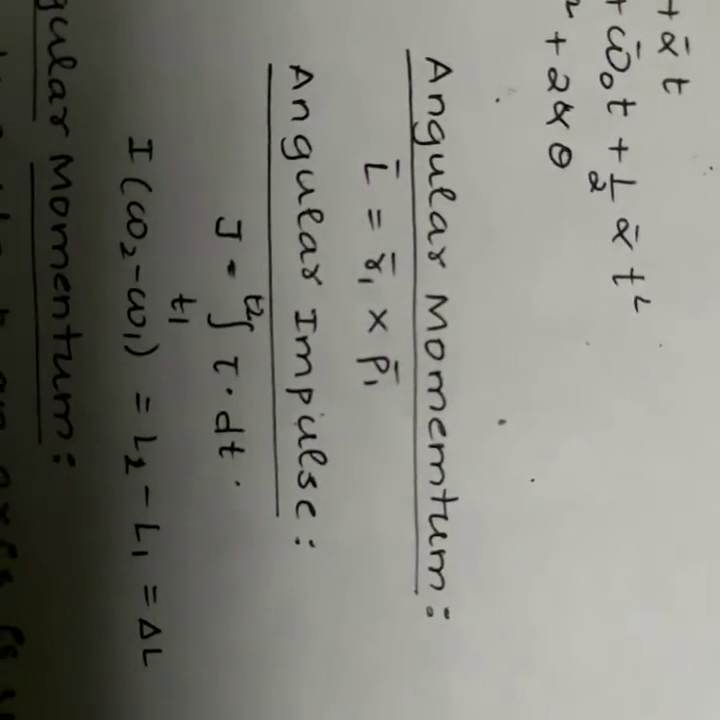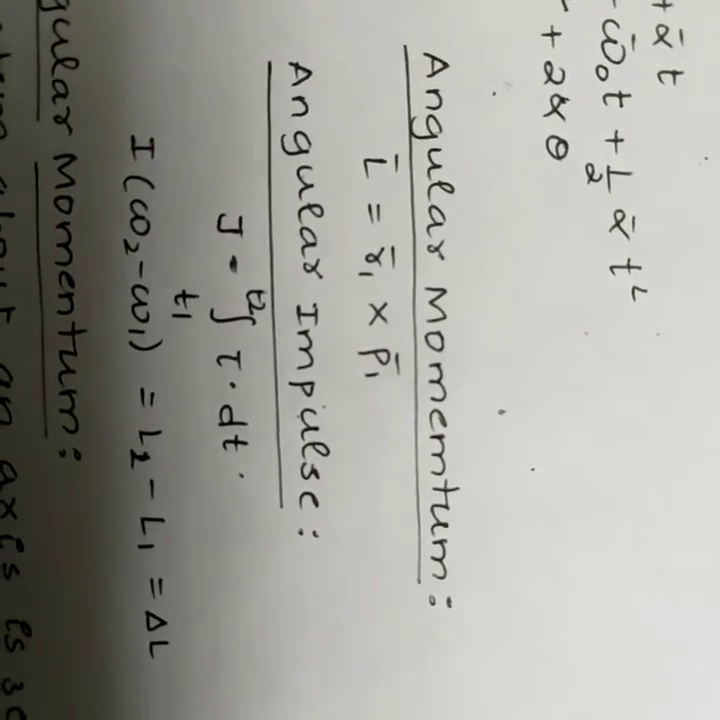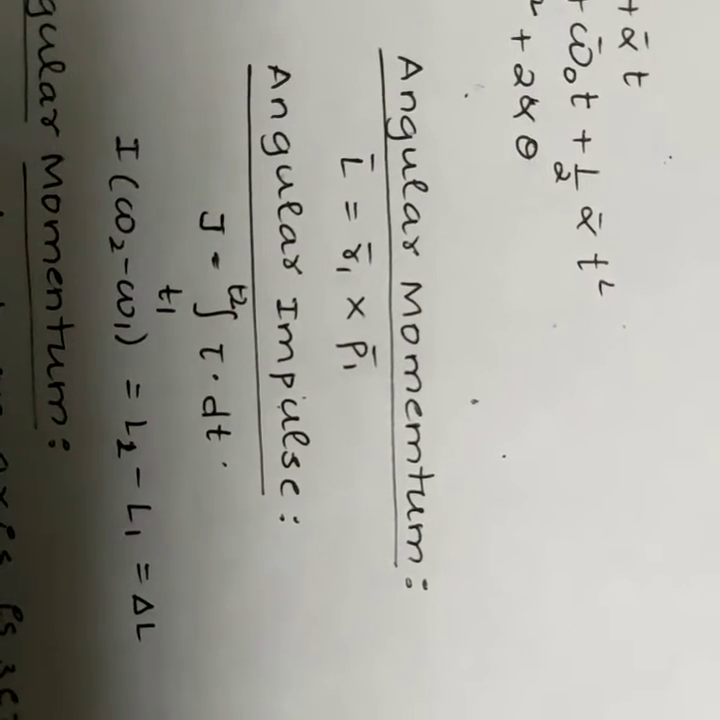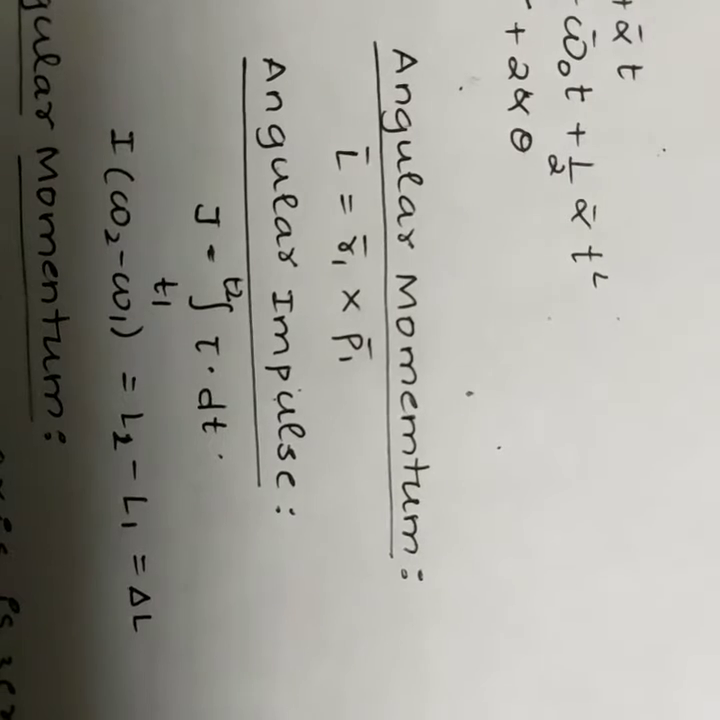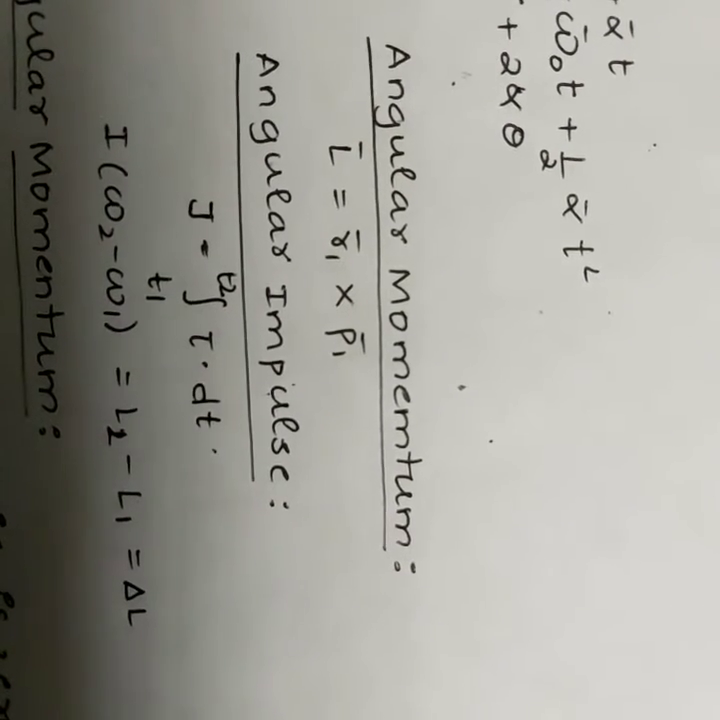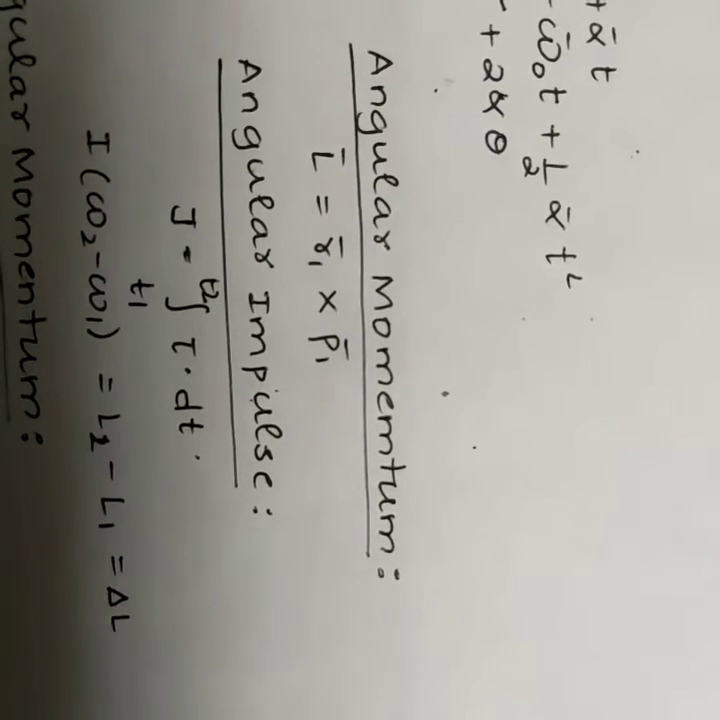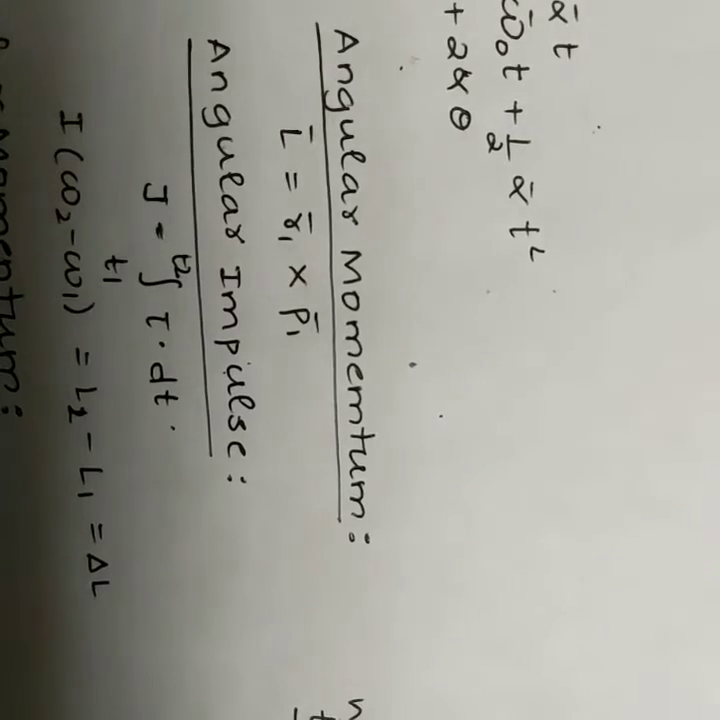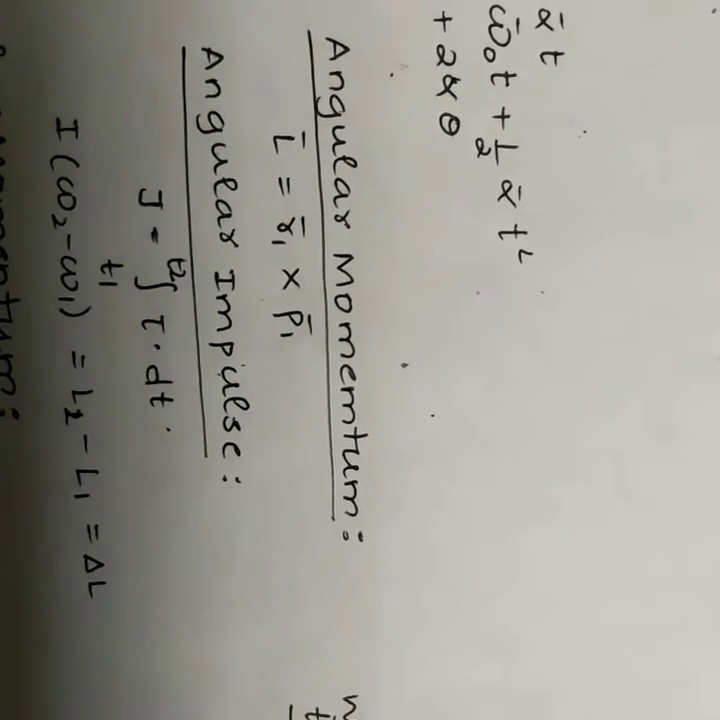Angular impulse. If a torque tau acts about an axis on a body for time t, then the angular impulse is defined as the change in angular momentum produced by this torque. That is, J is equal to the integral from t1 to t2 of tau dt, where J is the angular impulse.